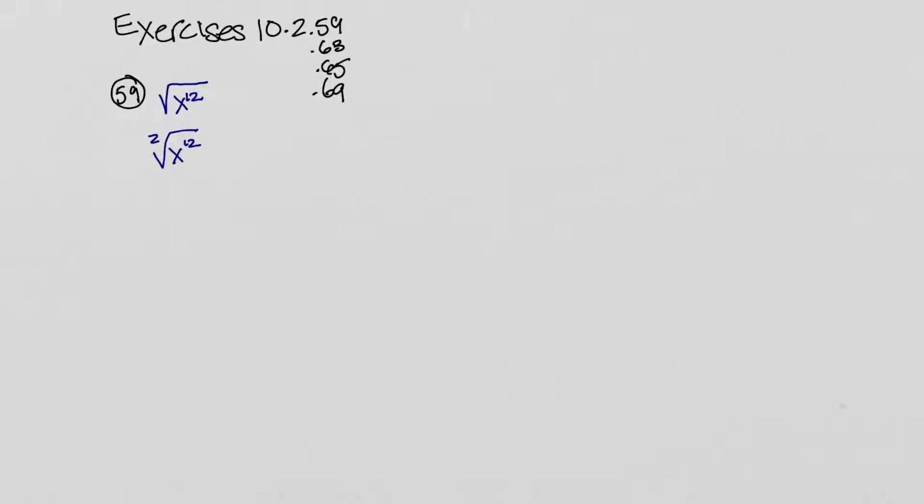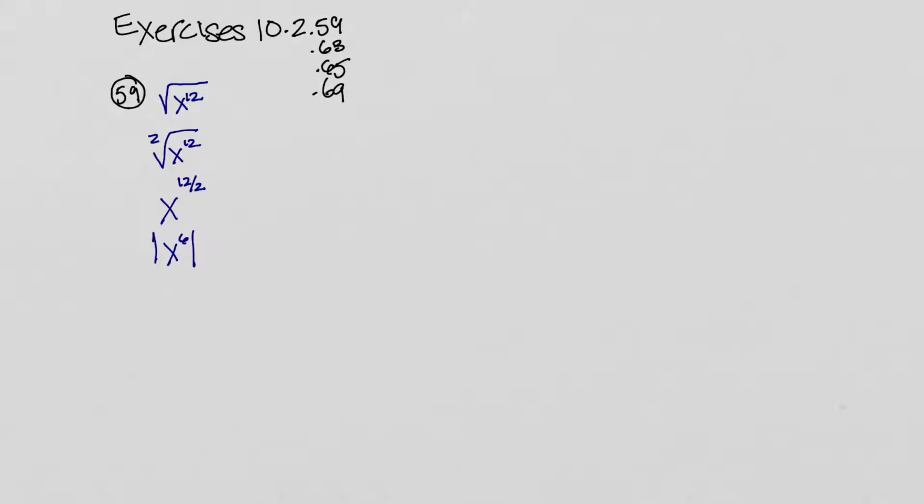So when I make this conversion, I'm going to get x to the 12 over 2. And where do these come from? Keep in mind that the index, the number in the corner, becomes the denominator of the exponent, and the power becomes the numerator. So this is going to be x to the 12 over 2, which we can write as the absolute value of x to the 6th.